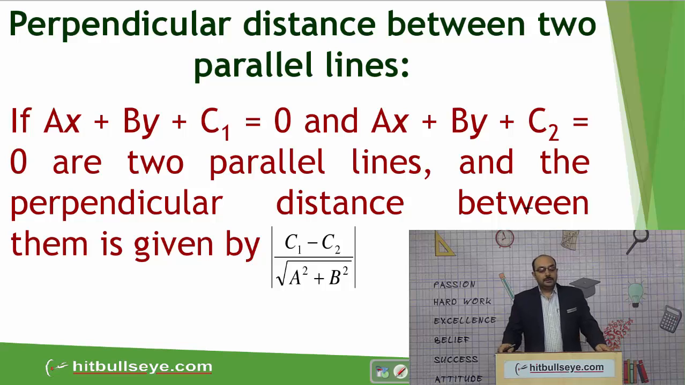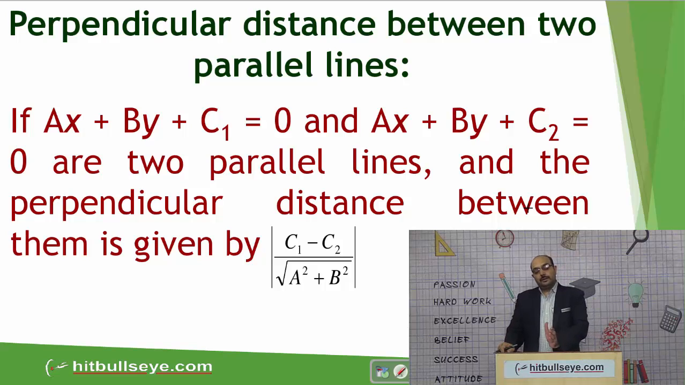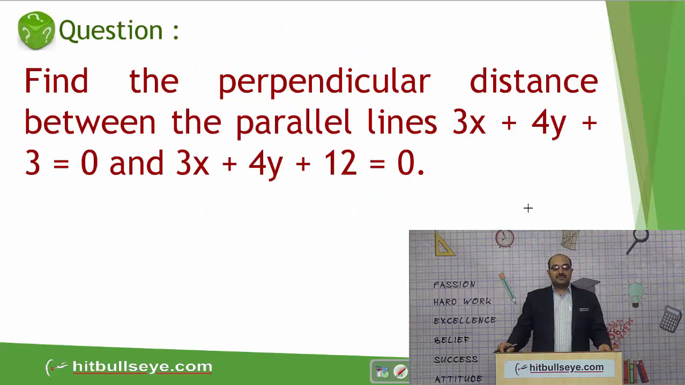Let's move ahead. Now, this is the perpendicular distance between two parallel lines. Obviously, for parallel lines, we know slopes are equal. So, ax plus by plus c1 equal to 0 and ax plus by plus c2 equal to 0. Obviously, the constants are different and the coefficients a and b are the same in both the lines, and the perpendicular distance between these two lines is given by the difference of constants upon square root of a square plus b square in the modulus.